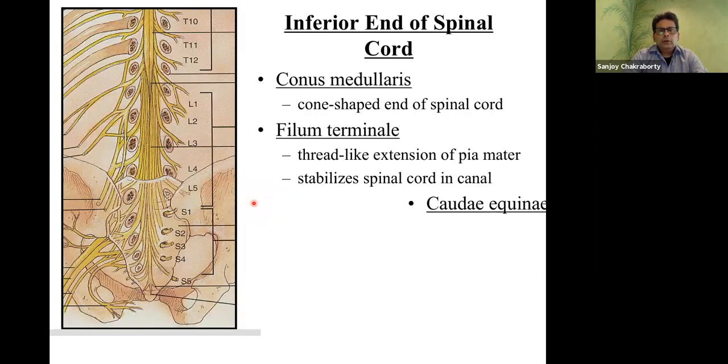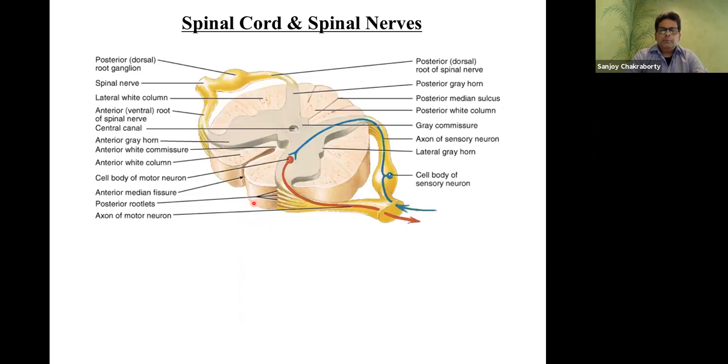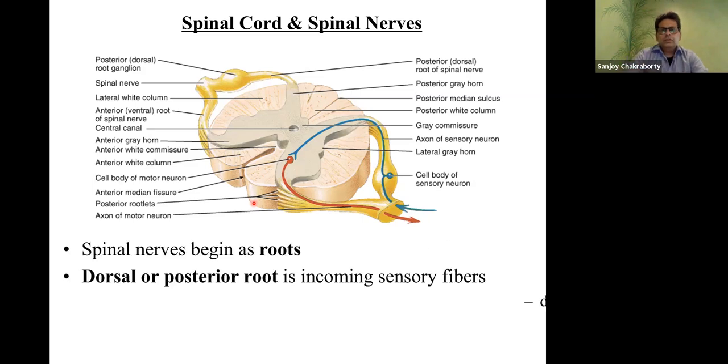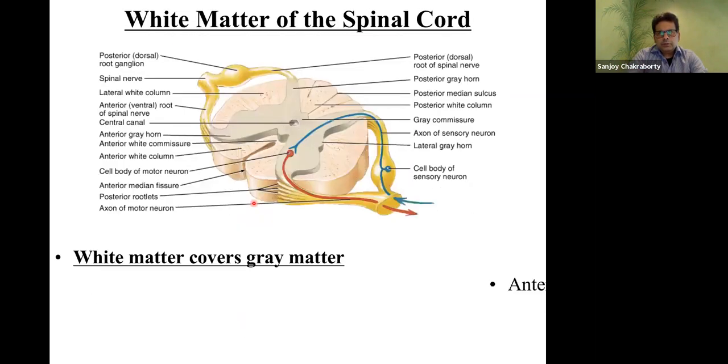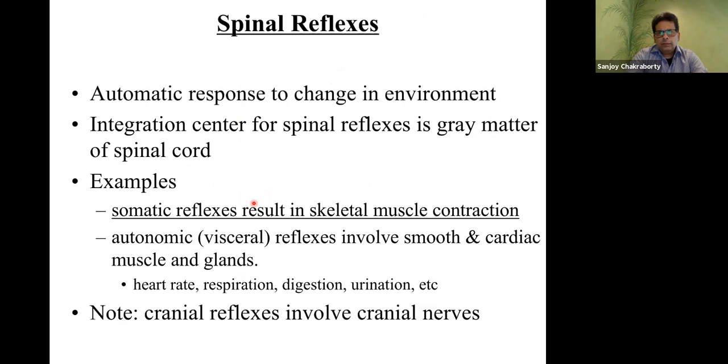Now, if we look at the cross section, this is the cross section of the spinal cord, but we are going to learn this from one particular slide a few slides down, which looks exactly the same as this but has some extra information. And then we're going to come back here and go over it one more time. So I'm going to skip a few slides and come right over here.